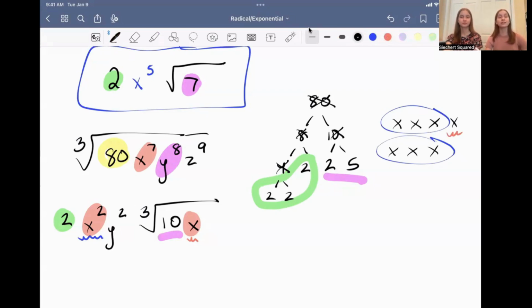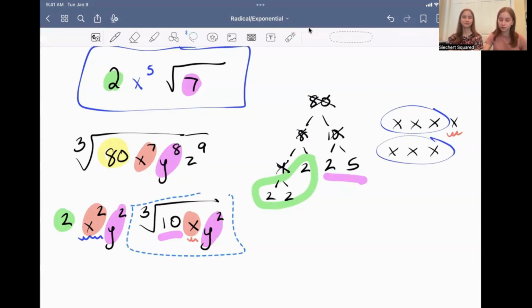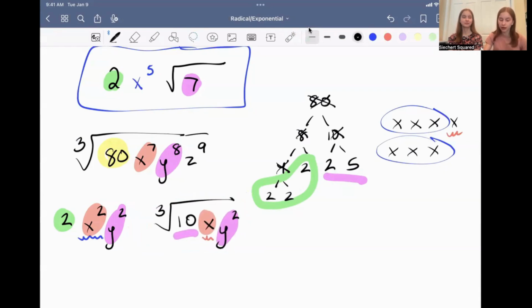That gave you 6 of the y's, but there's still 2 more y's that aren't put in a group. So we have a y squared on the inside of that cube root. And then the last one, we have z to the ninth. 9 z's, 3 goes into 9 nicely, so we can actually make 3 perfect groups of 3. So we're going to have z to the third on the outside, and that came from the z to the ninth.